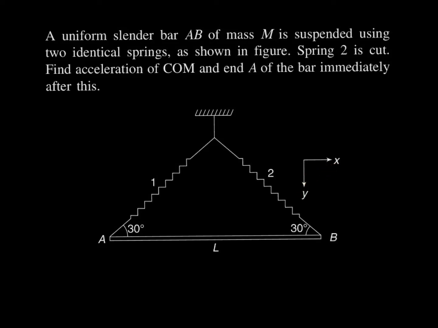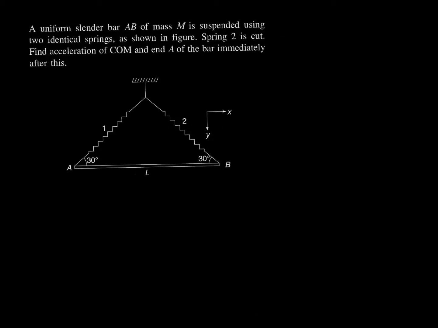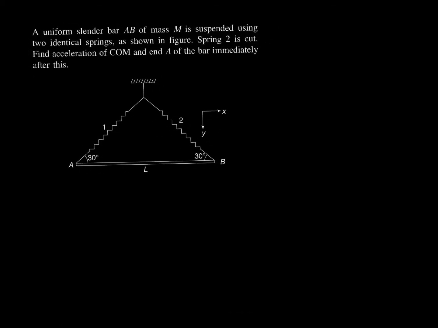In order to figure out the acceleration of the center of the mass, and basically the acceleration of this point A just after spring 2 is cut, we'll have to find what kind of motion this rod will do. Obviously, it is going to do some sort of combined motion, no? Any combined motion of a rigid body can be understood by decomposing it into pure rotational motion with respect to the center of the mass, and the translational motion of the center of the mass, correct?